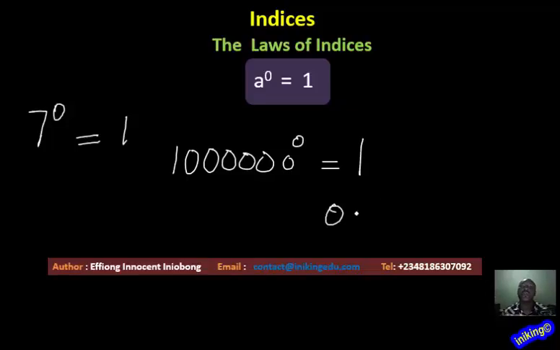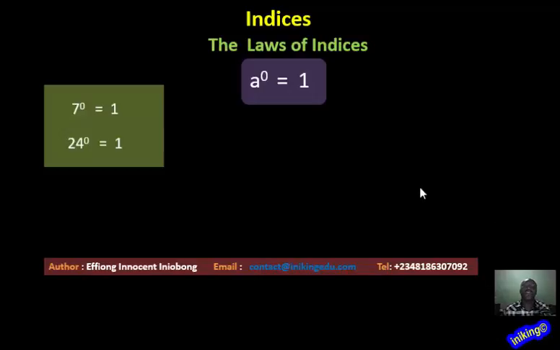You have a number like 0.00001 raised to the power of 0, which is equal to 1. Wherever you take it to, once the number is raised to the power of 0, the value is 1. So that's it there. 7 raised to the power of 0 is 1. 24 raised to the power of 0 is 1.